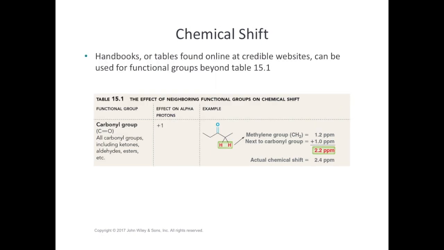If your protons are on a carbon adjacent to a carbonyl, then we typically add 1 ppm to the value. So here that would give us a predicted value of 2.2. The actual chemical shift is 2.4.